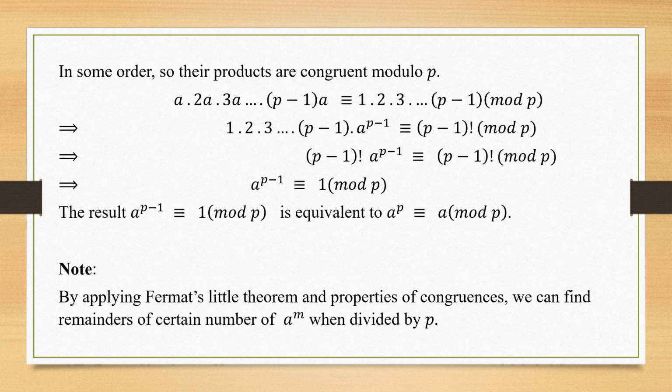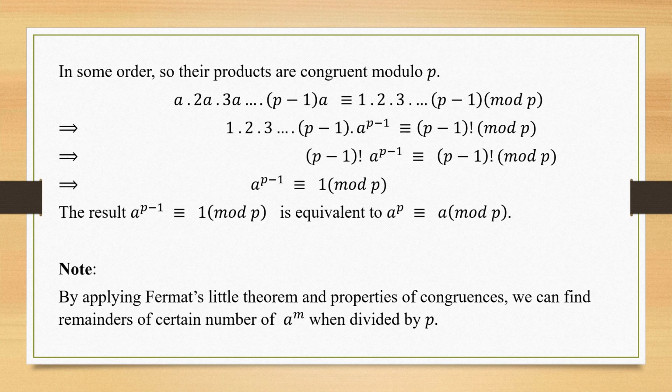So again, 1 times 2 times 3 and so on up to p minus 1 can be written as (p minus 1) factorial, and a to the power p minus 1. So both sides have (p minus 1) factorial, which gets cancelled, and a to the power p minus 1 is congruent to 1 mod p. Therefore, the result a to the power p minus 1 is congruent to 1 mod p can be written equivalently as a to the power p is congruent to a mod p. So both results are the same.